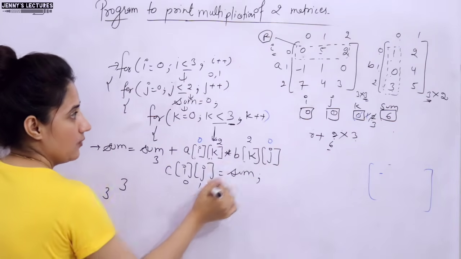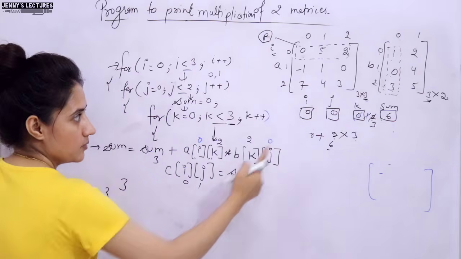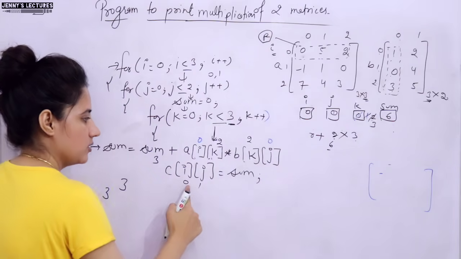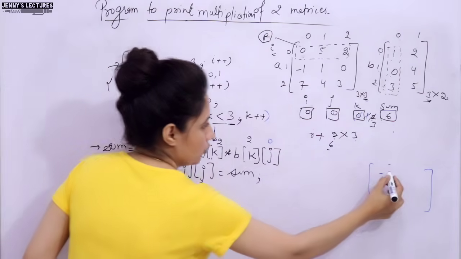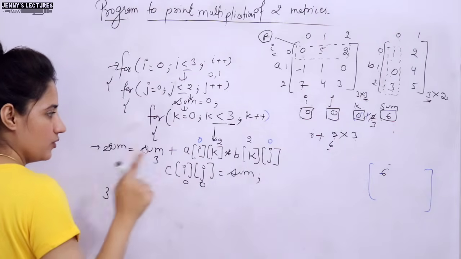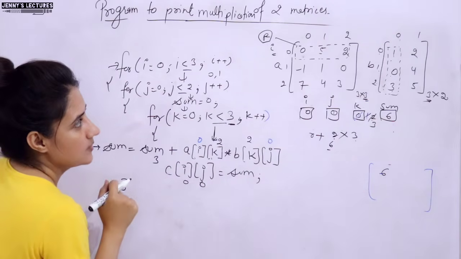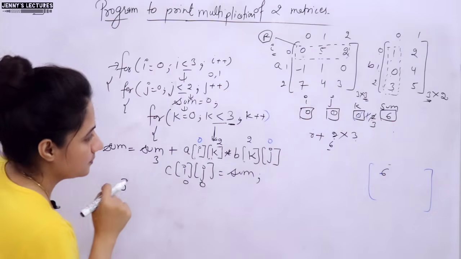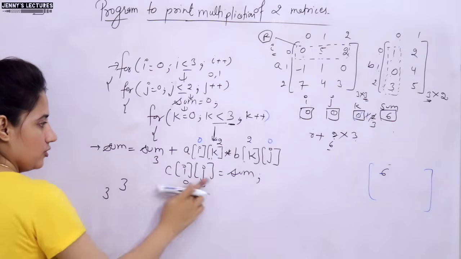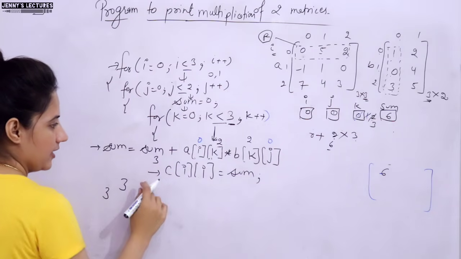I value is 0, k value is 0. Sum is 6. So we will store this at 0, 0. So here we will store this 6. So the first element we have got of the resultant matrix is 6. Right, and I hope it's correct. Fine.